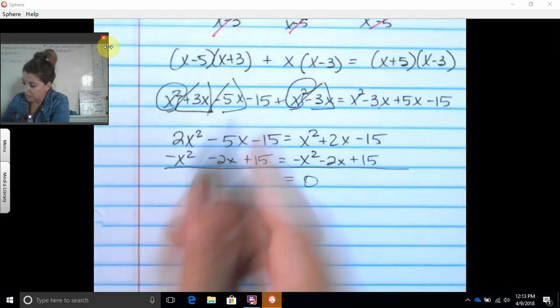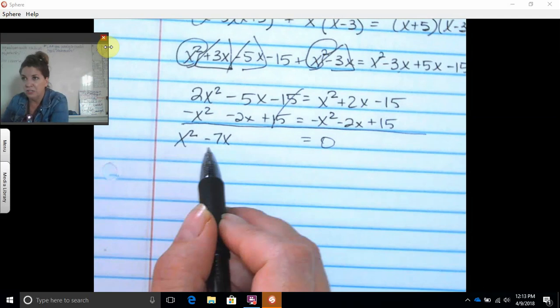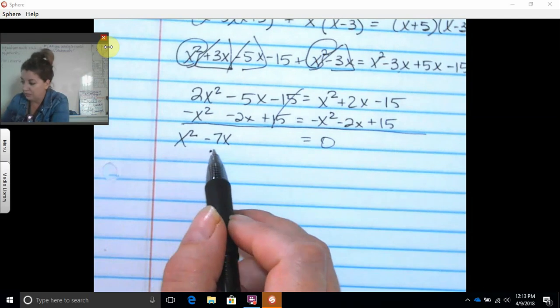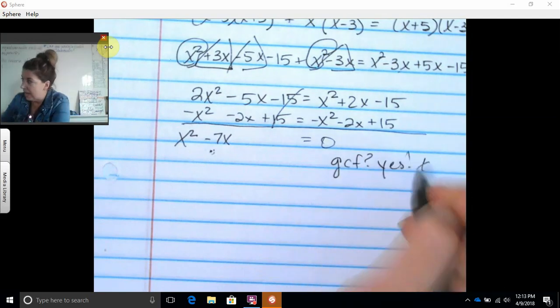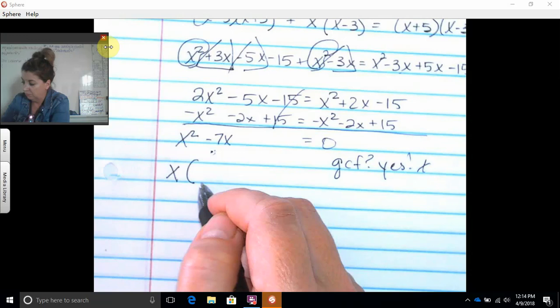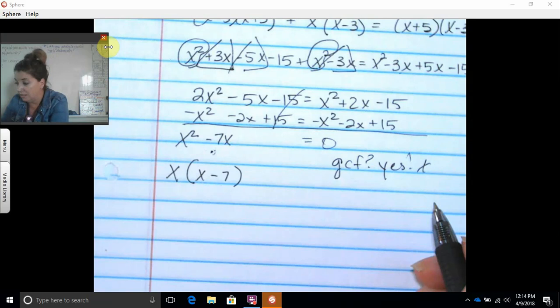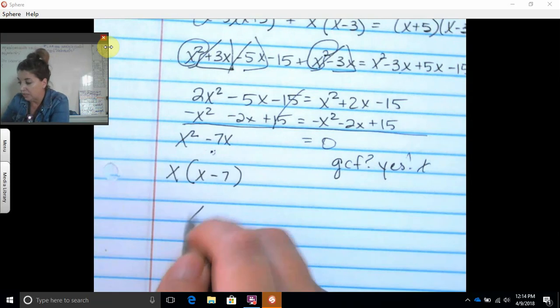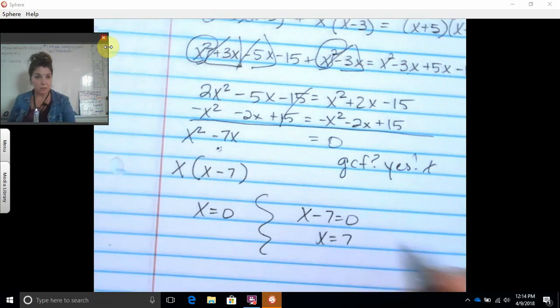So 2x squared minus x squared is x squared minus 7x. Oh, this actually we're going to get done right now. Because to factor this, there's only these two terms left, right? Is there a GCF? X. So when I factor out x, what's left? X minus 7. There's no more factoring that can be done. So when you set each factor equal to 0, you have x equals 0 and x equals 7. Neither one of those will give you a 0 in the denominator. Good to go. That went faster than I expected.